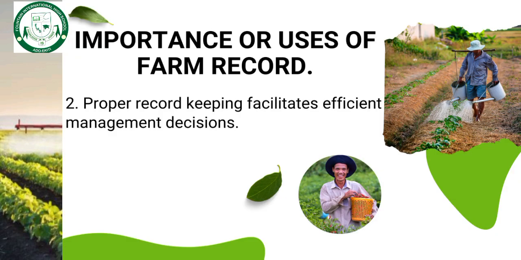Number two, proper record keeping facilitates efficient management decision. When the farmer keeps record of all the activities that happen in the farm, it enables the farmer to take a certain decision, whether to increase the production or to change certain things in the farming business. So that's one of the importance of a farm record. It enables the farmer to take decision.